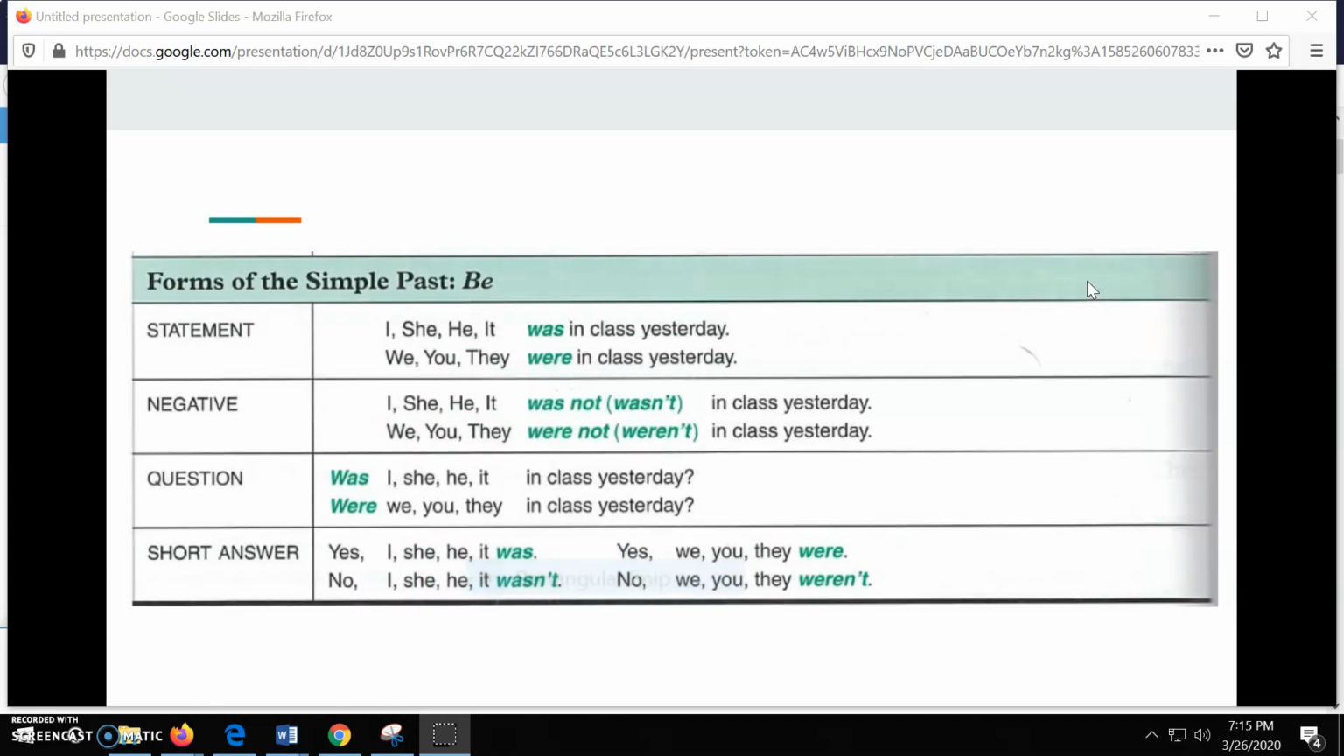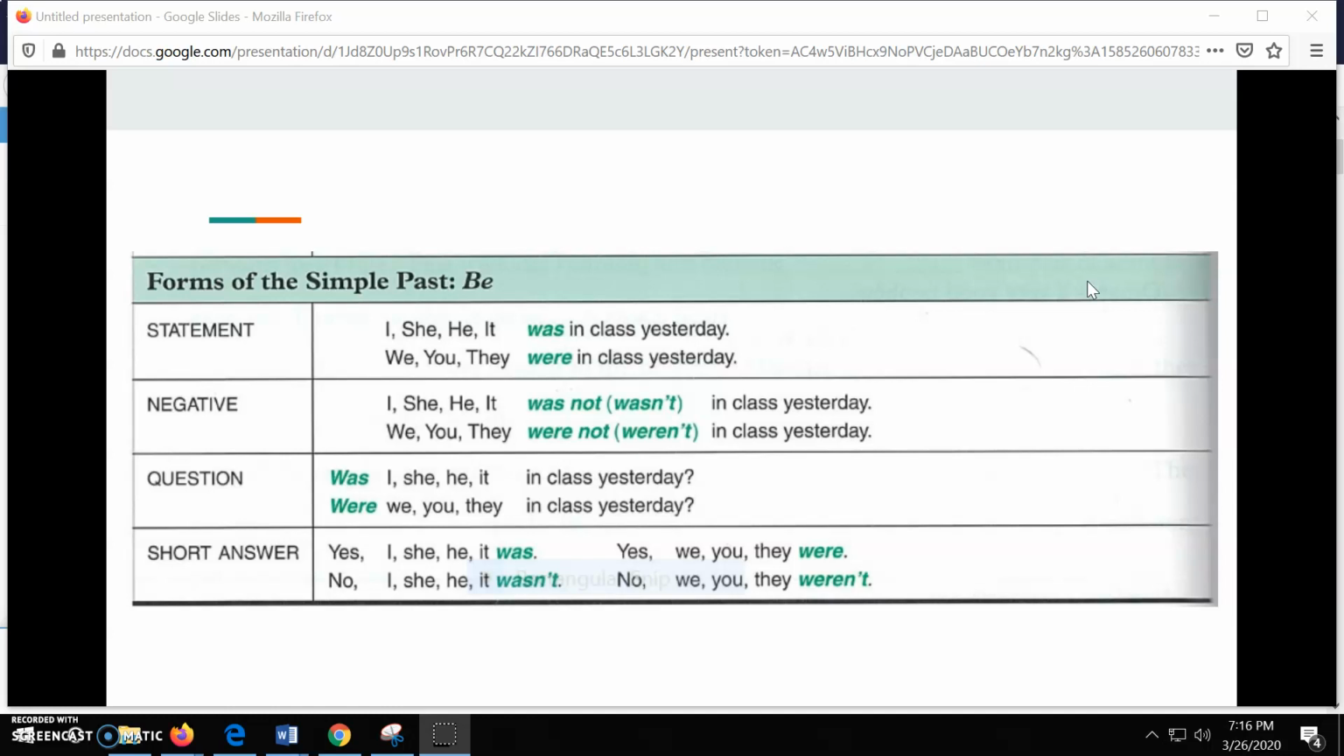Okay, the verb to be has two forms in the past, was and were. I was in class yesterday. She was in class yesterday. He was in class yesterday. It was in class yesterday. And then the plural subjects. We were in class yesterday. You were in class yesterday. They were in class yesterday.